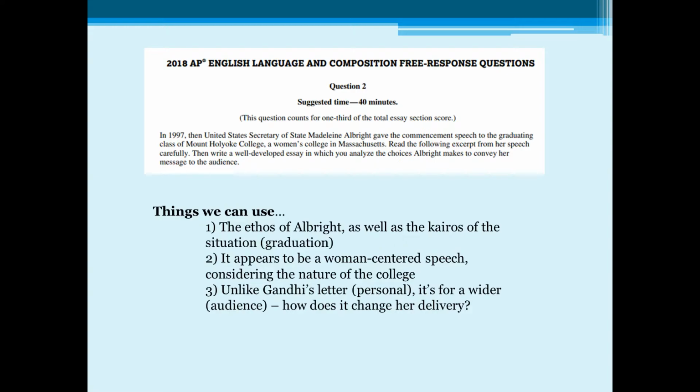And then number two, we also consider that it's a woman-centered speech because it's a women's college in Massachusetts. So we definitely have a couple of topics coming to mind: women's rights, women, and the systemic prejudice that they face, and all that there. And again, unlike Gandhi's letter, which is more personal, one-on-one to a singular reader, it's for a wider audience. So we have to consider now what are some strategies she employs to change and direct her delivery.